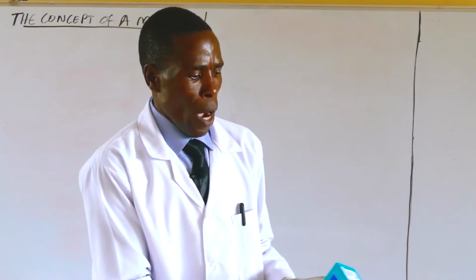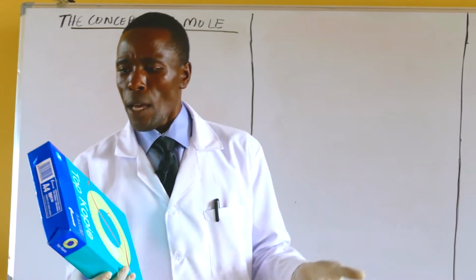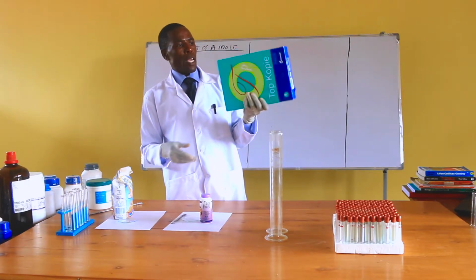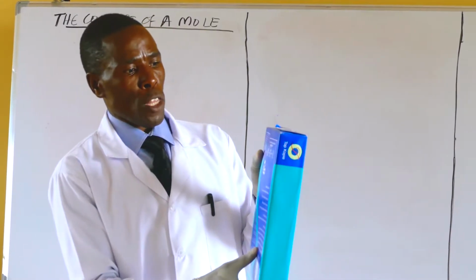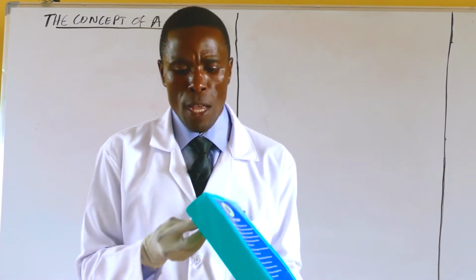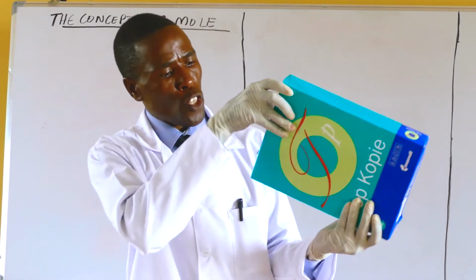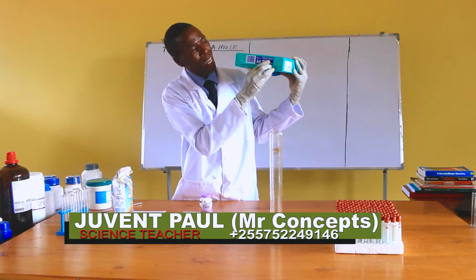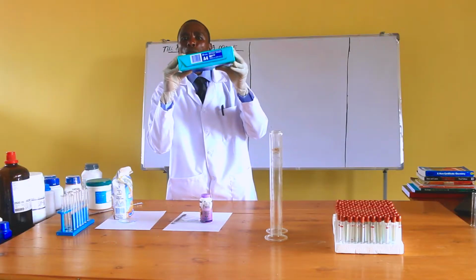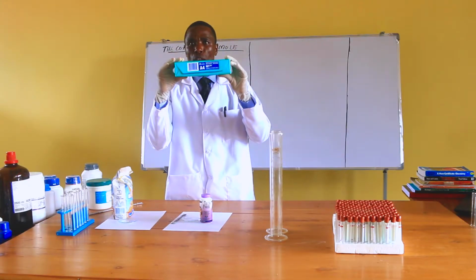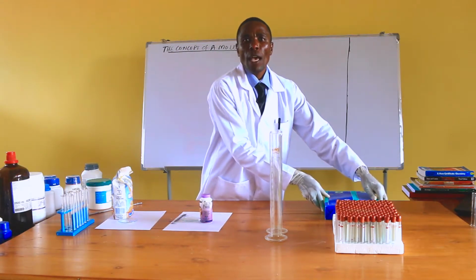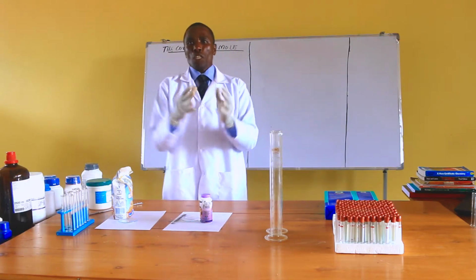For example, we students, professionals, teachers, we do use these papers in this package. These papers are 500 pieces of paper inside. They are written 500 sheets. You can see written 500 sheets. Which means this package forms a ream of papers. So a package of 500 objects is given a group name, ream.